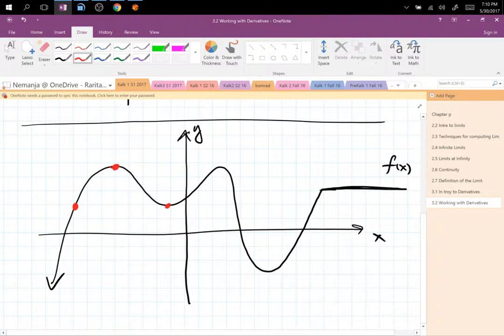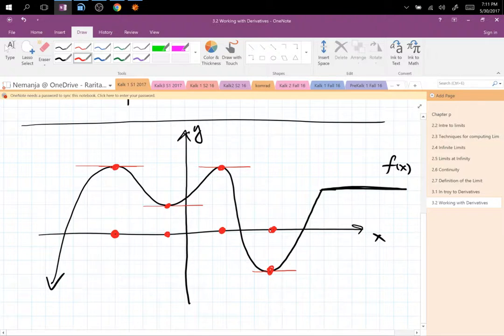What is happening at these peak points? Everything except the first one. I'm going to actually erase this one. There we go. So what's happening at these peak points? Tangent lines are horizontal. So what is the derivative at those points? Yes? 0. Very good. So the derivative must pass through the x-axis.